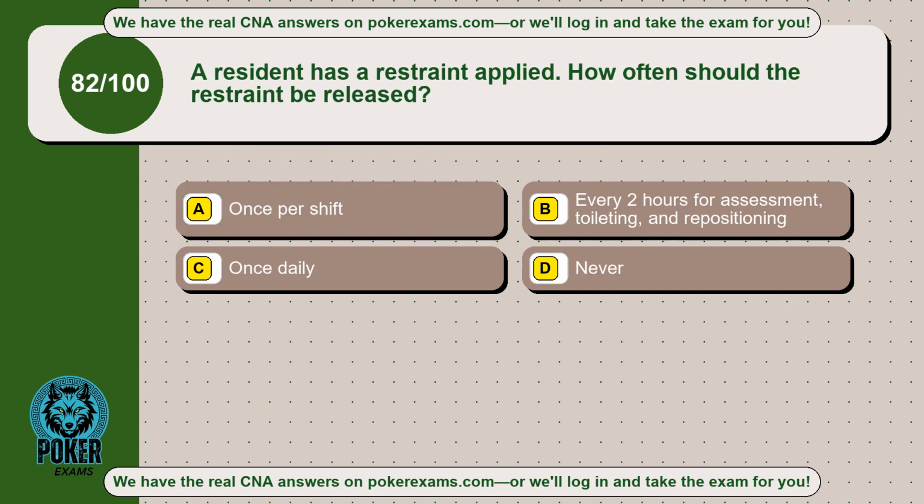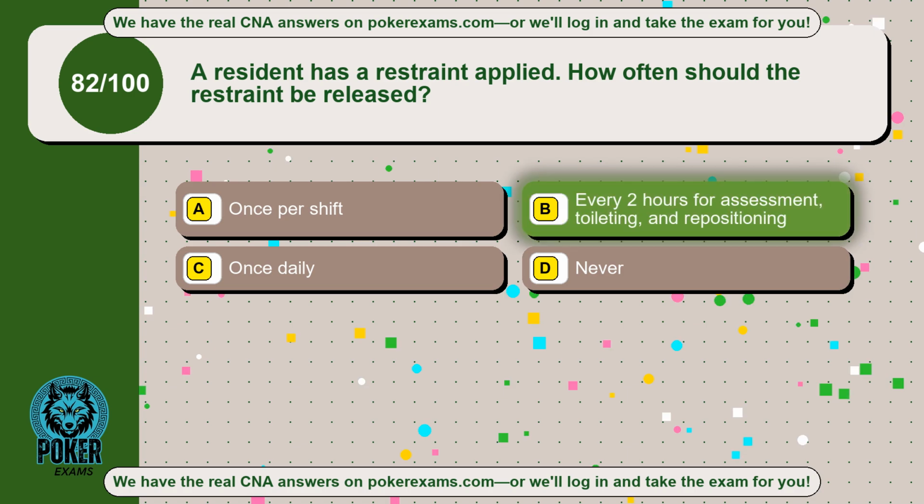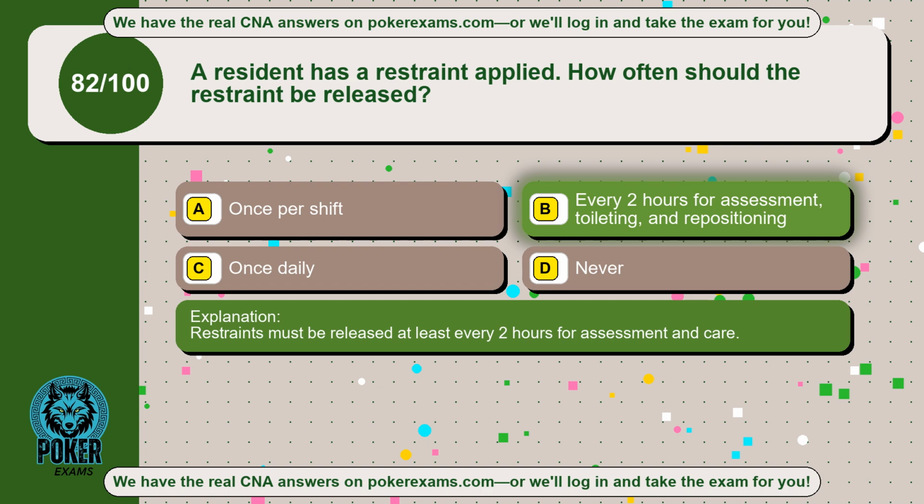Question 82. A resident has a restraint applied. How often should the restraint be released? Option A, once per shift. Option B, every 2 hours for assessment, toileting, and repositioning. Option C, once daily. Option D, never. The correct answer is option B. Every 2 hours for assessment, toileting, and repositioning. Restraints must be released at least every 2 hours for assessment and care.